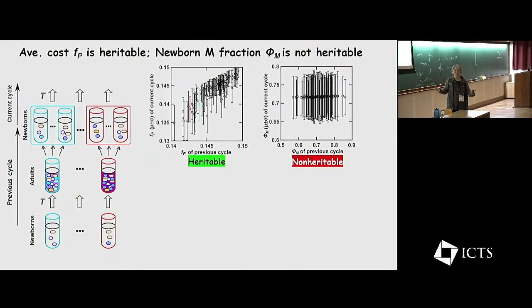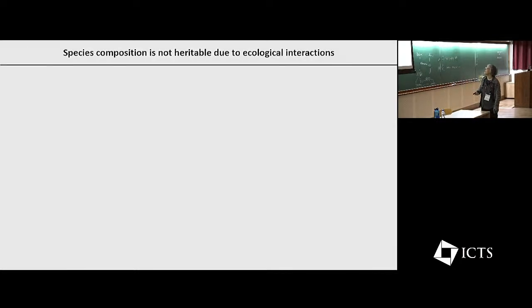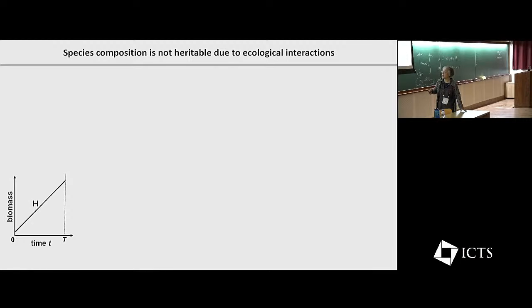Because each one can be more important than the other, right? So we need to look at why is it not heritable? Why is this composition not heritable? Right, so it's because of ecological interactions, right? So let's see. Like we have this maturation time, and we covered yesterday, right?